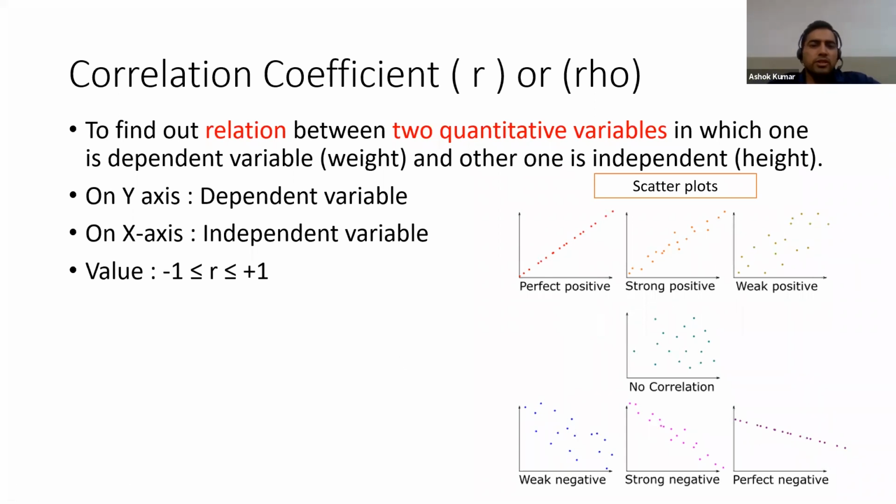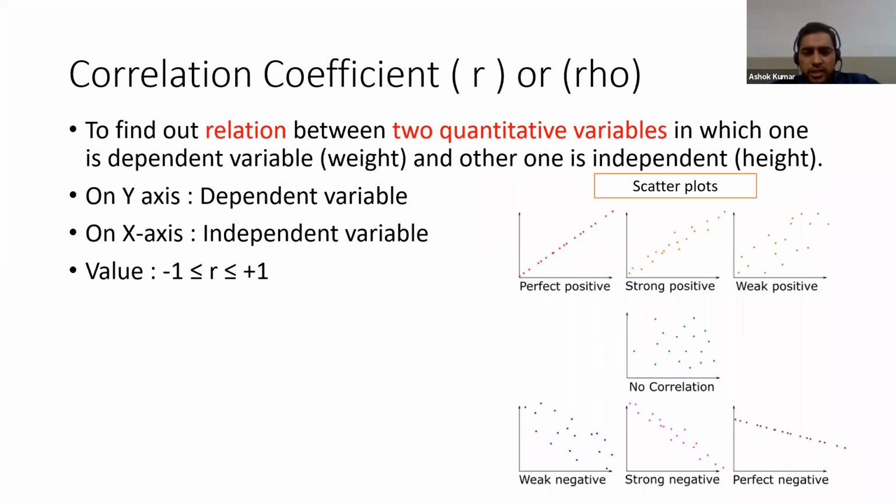So first of all, what is a correlation coefficient, R or rho? We know very well about this. It finds the relation between two quantitative variables, in which one is a dependent variable, for example, weight, and the other one is independent, for example, height. So weight depends on height.